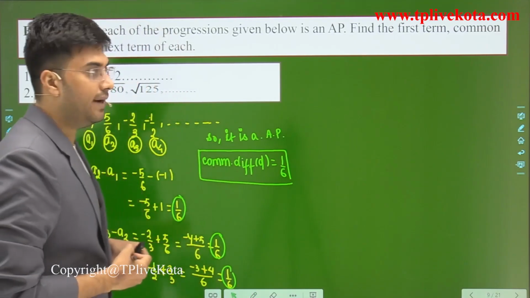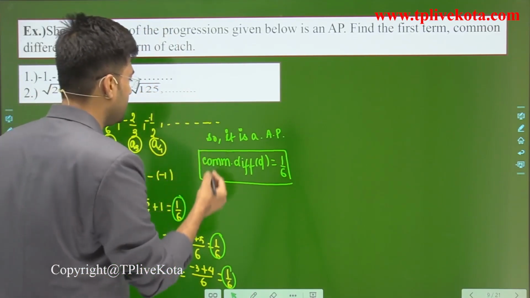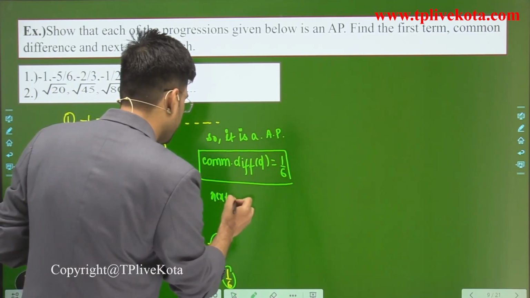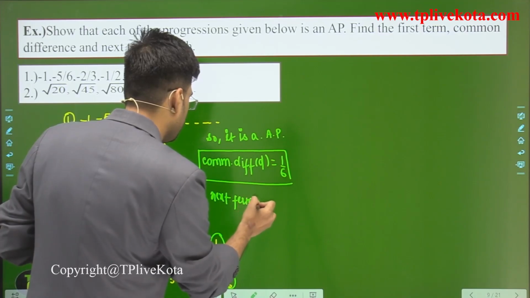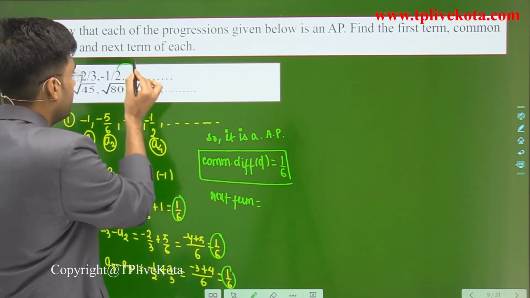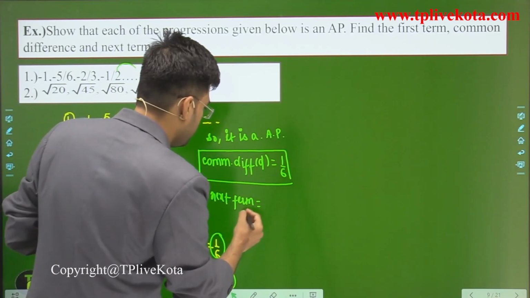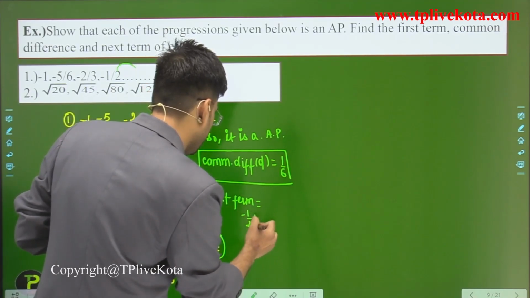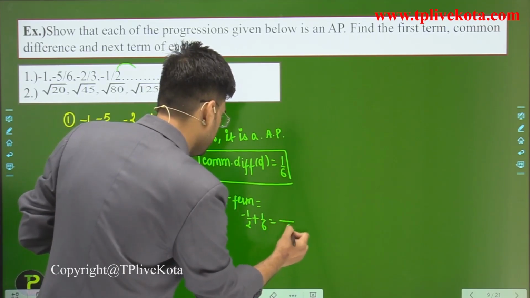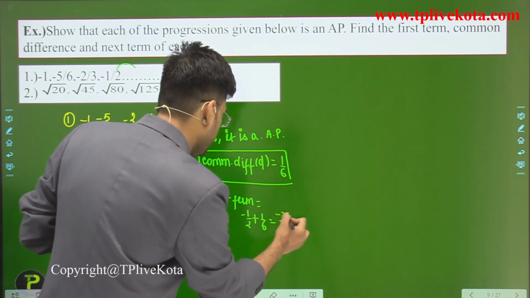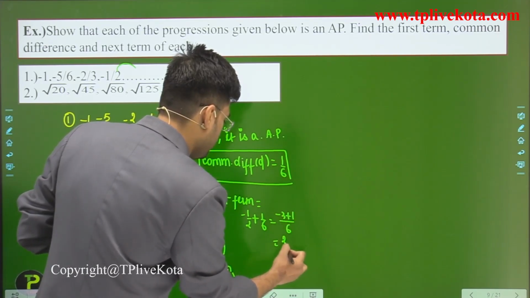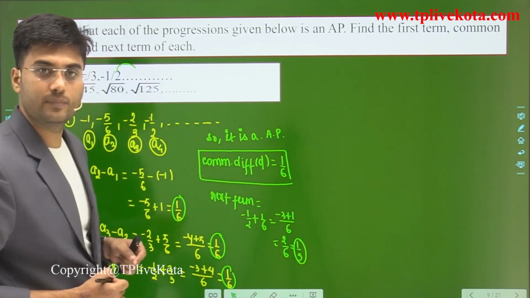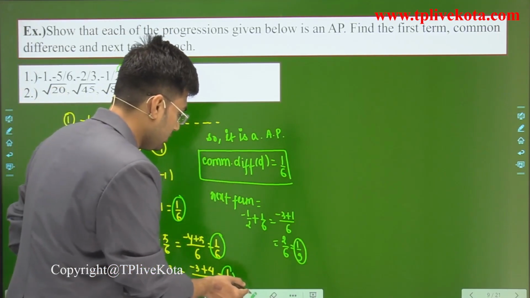Now what we have to find next? We have to find the next term of each. So next term is what? Next term is, we have to add d again. So it is minus 1 by 2 plus 1 by 6, that is equal to minus 3 plus 1 over 6, that is equal to minus 2 by 6, which is minus 1 by 3. This is the next term here. Clear? Now let's solve for the second.